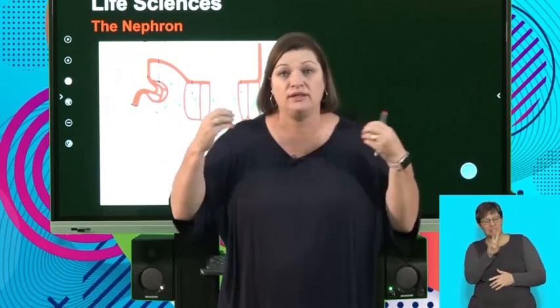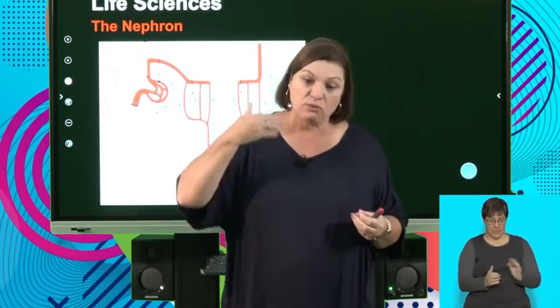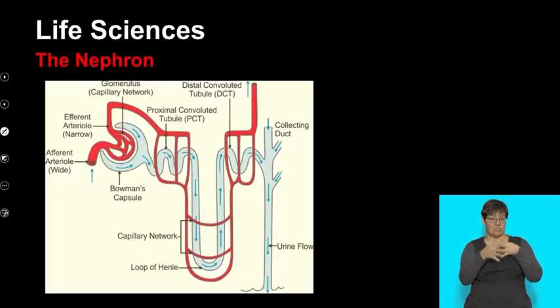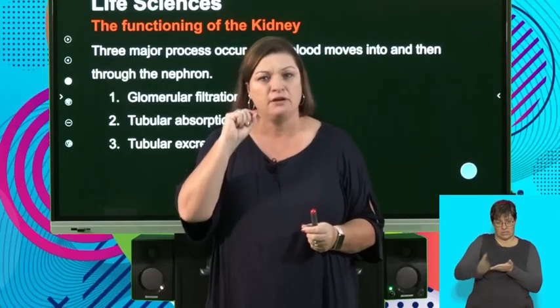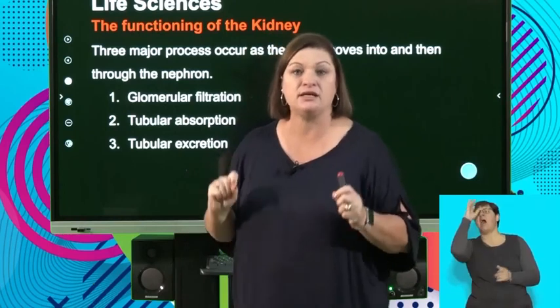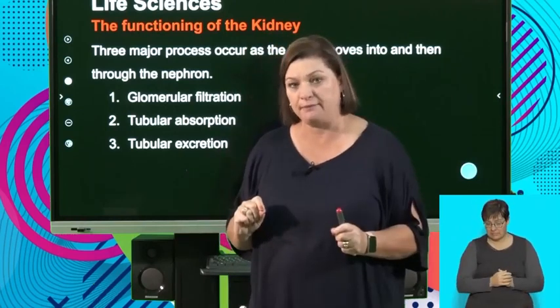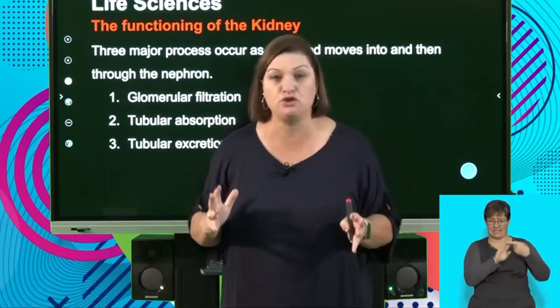Now, what we're going to look at is how this whole functioning occurs. We're going to have a three-step process. In this segment, we're going to look at a process called glomerular filtration. There are three processes in this whole process: glomerular filtration, tubular reabsorption, and tubular excretion. The name very often gives a hint of exactly what is happening. Okay, so let's take a look at this first process.